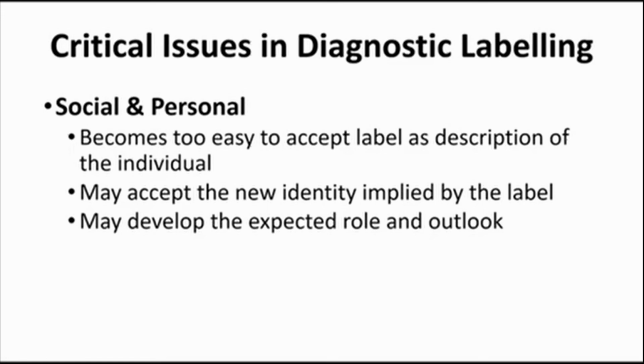So on the social and personal side of things, if someone is diagnosed as having OCD, it becomes really easy to accept a label as a description of a person, as in that individual is OCD. But not all people who are OCD are the same. People are not just their diagnoses. And as we've talked about a lot in this course, because it's a psych class, people really like shortcuts. Our brains are hardwired to find shortcuts, which is why we rely on stereotypes and things like that.